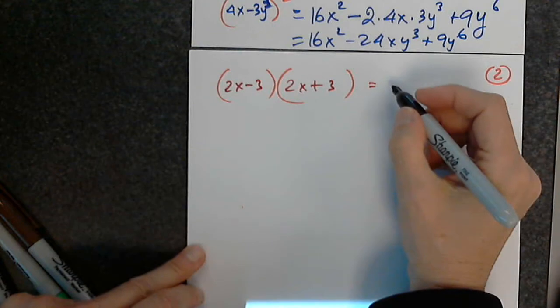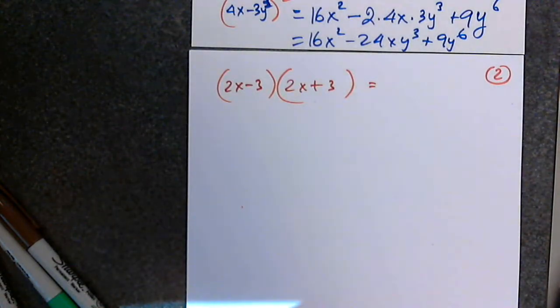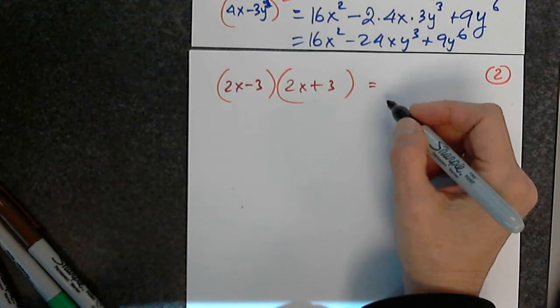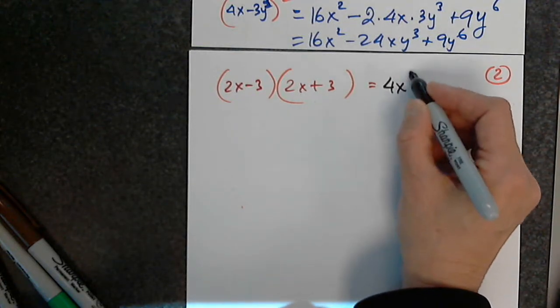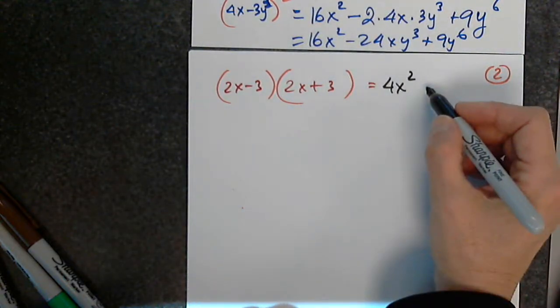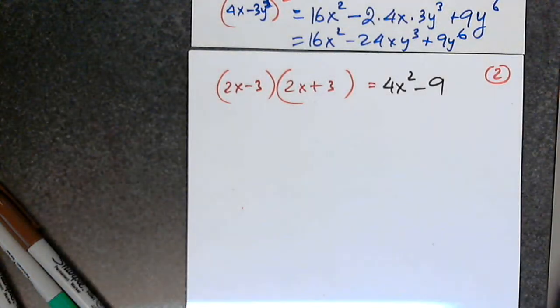Say it again. Careful. When I square x, I have to square 2. So 4x squared, and then minus 9. And this is the difference of squares. Very good. Any questions for me?